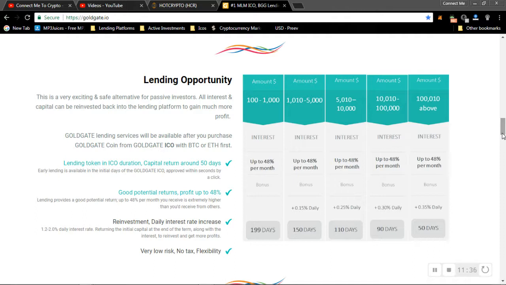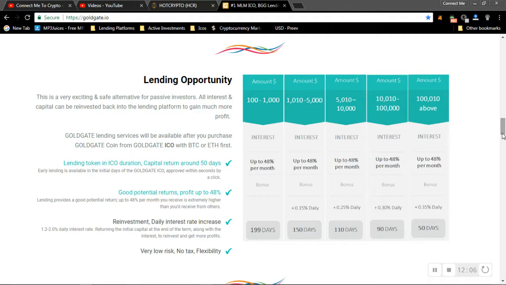So the good potential returns, profit up to 48%. Lending provides a good potential return up to 48% per month. What you receive is extremely higher than you receive from others. Reinvestment, daily interest rate increases. 1.2% to 2% daily interest rate, returning the initial capital at the end of the term along with interest to reinvest and get more profit. Low risk, no tax, flexibility.